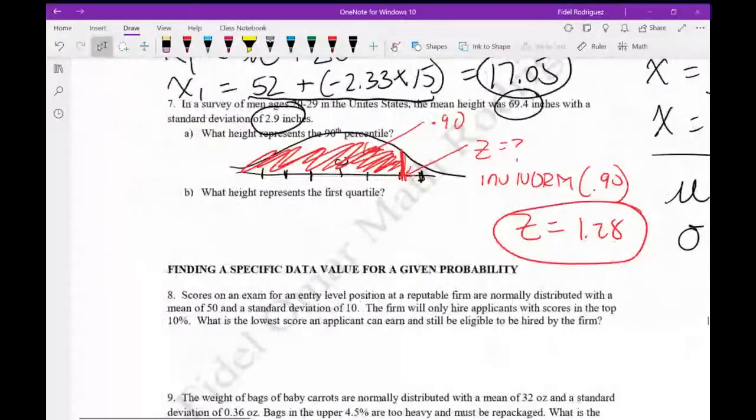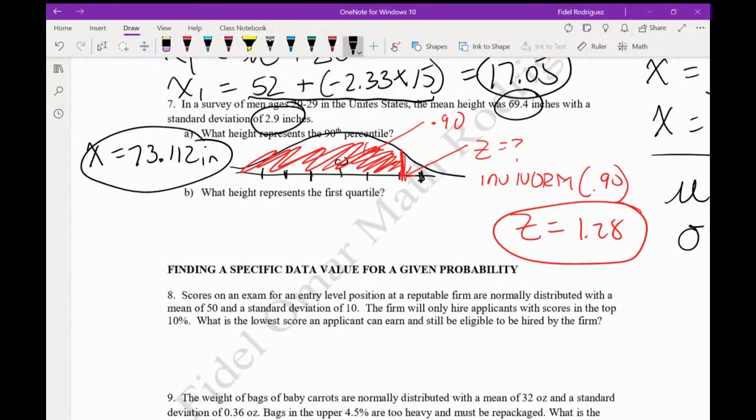So let me come back one more time. And here we go. So for part A, the answer I came up with was 73.112. And this is in inches, right? Okay, part B is going to be almost identical. Part B, here's my curve, right? It's a little messy, but there's my curve.